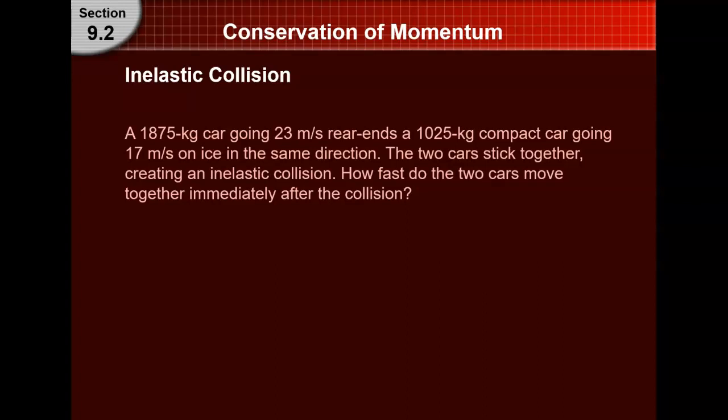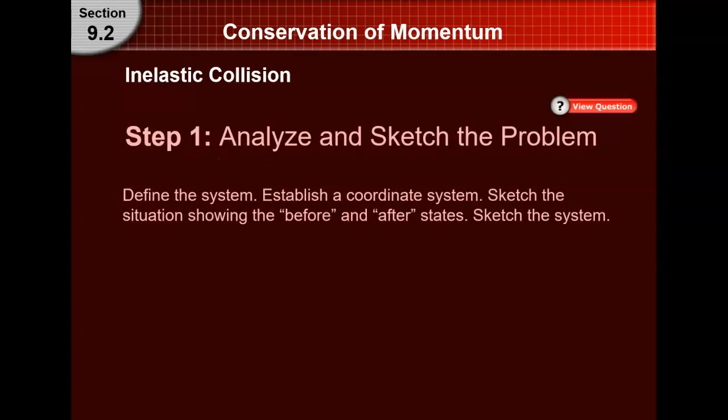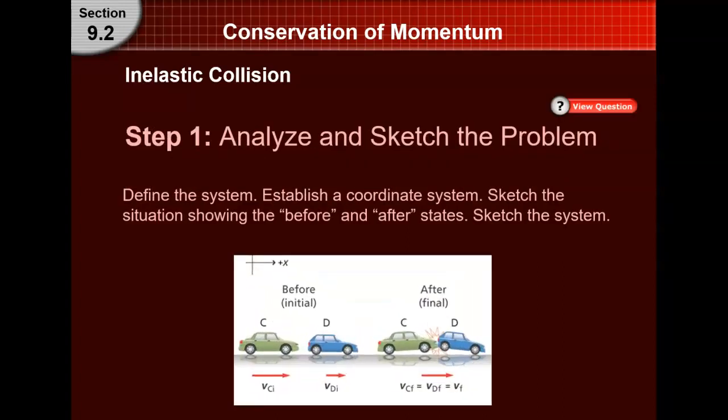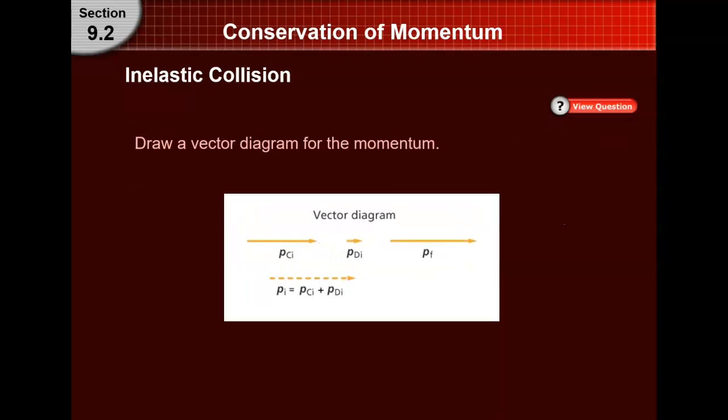So they hit and stick together. The momentum before the collision and the momentum after the collision are going to be the same due to the law of conservation of momentum. Here's what happens. One car hits the other one and they keep moving forward. If we draw a vector diagram, the momentum of one and the momentum of the other one is going to equal our total momentum afterwards.